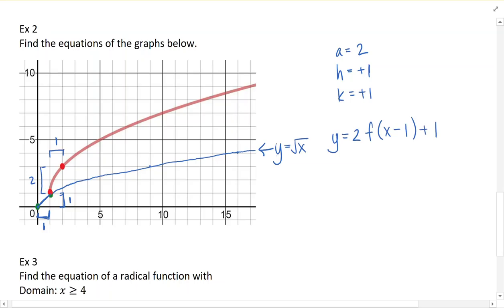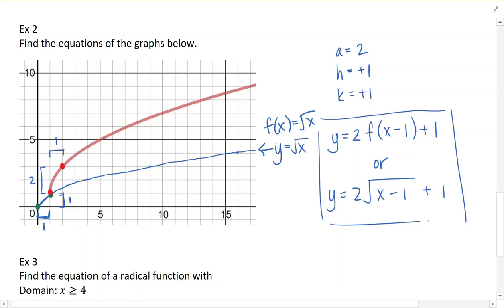So if we're just talking about the function, and if we're going to write in this function form, we need to be specific that our function is in fact a square root, okay? Or if we're going to write it in the square root, it's going to be y equals to 2. Remember, our function is the square root, so anything horizontal will fit under this little bracket thing. So it will be x minus 1 plus 1 on the outside. Okay, so these are your two possible equations for this graph.